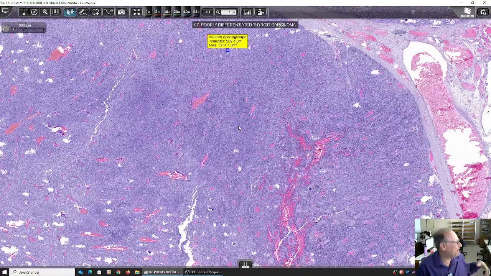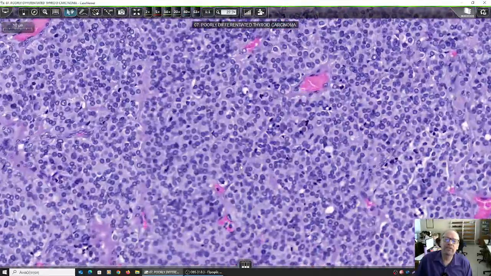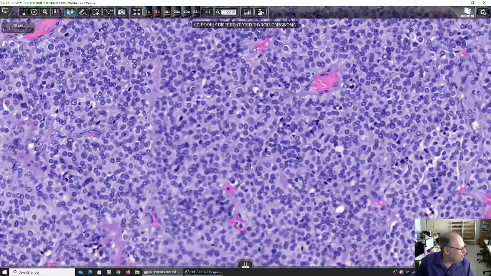That's why TTF1 is expressed, and thyroglobulin may be expressed, but its expression is diminished, and compatible with the high grade of differentiation is this pattern of development of the neoplastic cell population. How would you describe this pattern? Do you see papillae? No. Do you see follicles? No. How would you describe this pattern of differentiation?